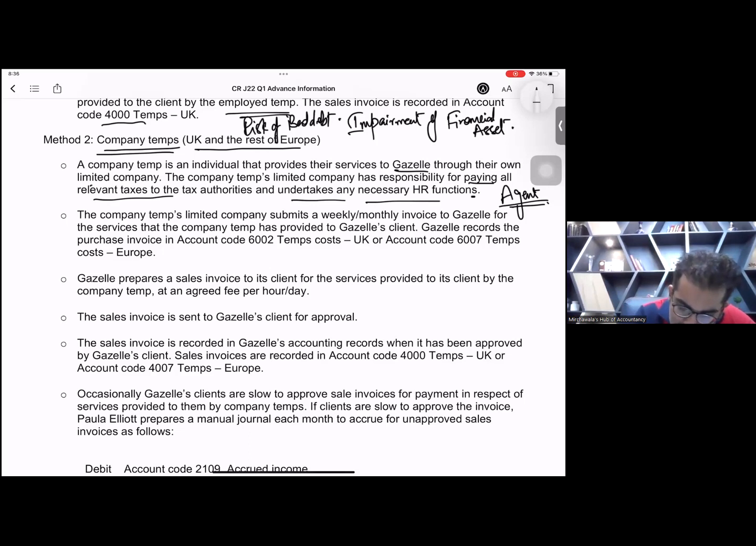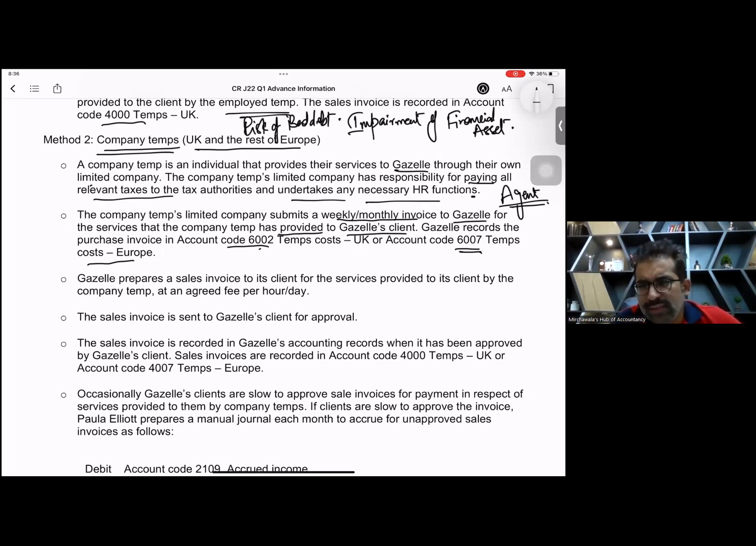Now, the company temp's limited company submits a weekly or monthly invoice to Gazelle for the services that the company temp has provided to Gazelle's client. Gazelle records the purchase invoice in account code 6002. Now this is a purchase for us. These guys are not our employees. Code 6007 is temp cost Europe. For UK, the code is 6002, for Europe it is 6007. Again, there is a risk of misposting. Both start with 6.